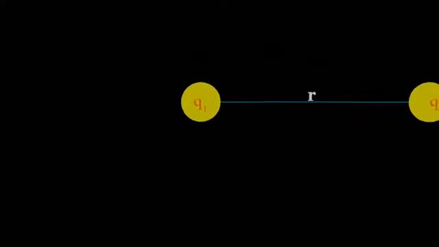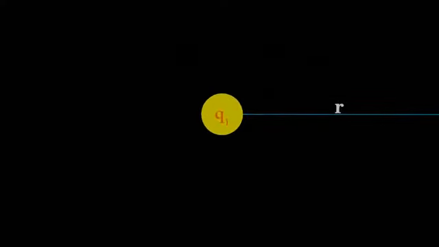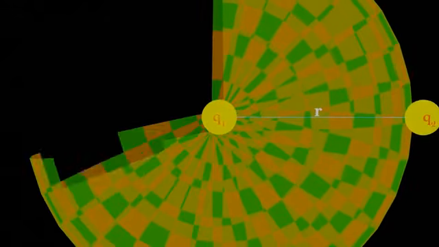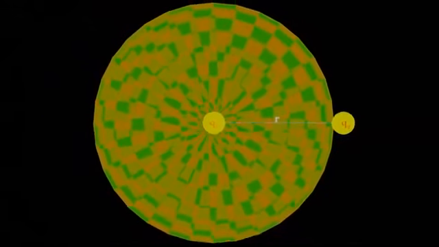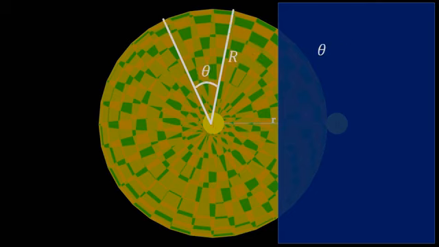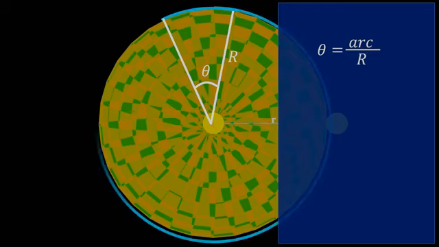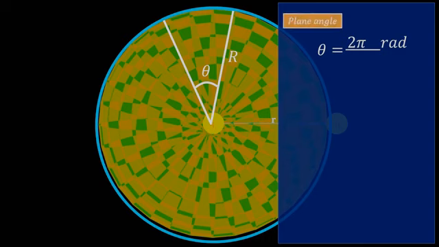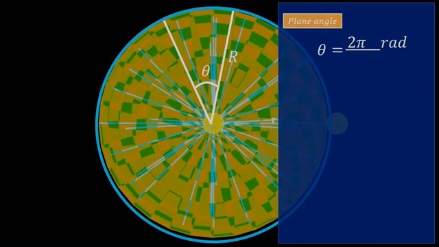Suppose we have charge q1, whose effect, if seen in a 2D environment, would be in a circular area. When we talk about a circle, the angle subtended at the center of the circle by an arc is equal to the arc divided by the radius. If we consider the arc to be the complete circumference of the circle, which is 2 pi r, then we will get an angle of 2 pi radians, which is a plane angle. We can say that the charge is creating electric field lines around itself in 2 pi radians.